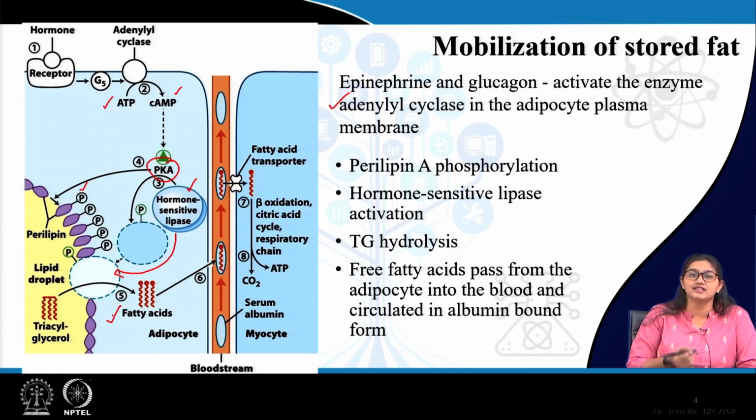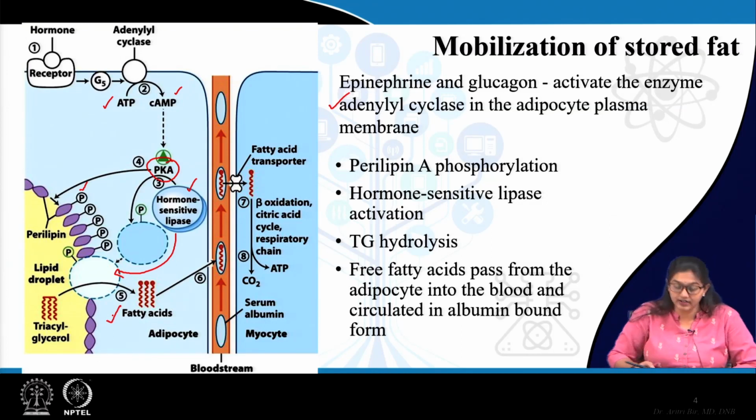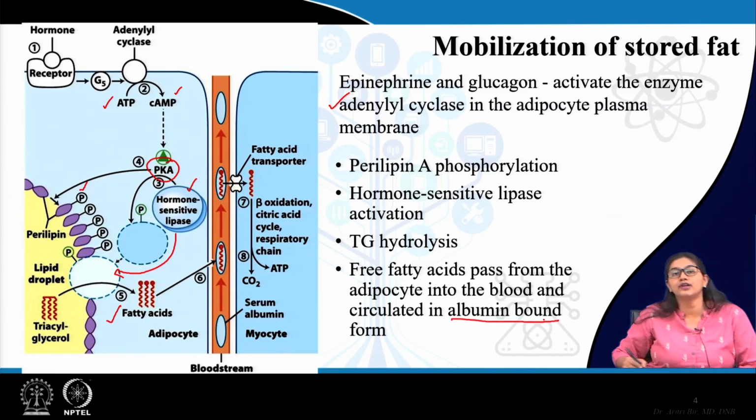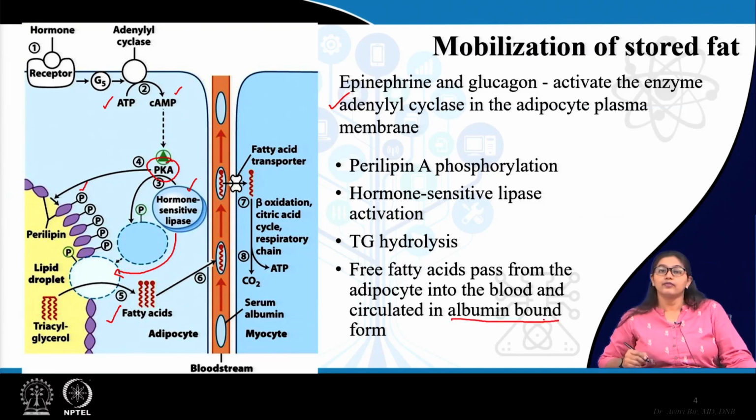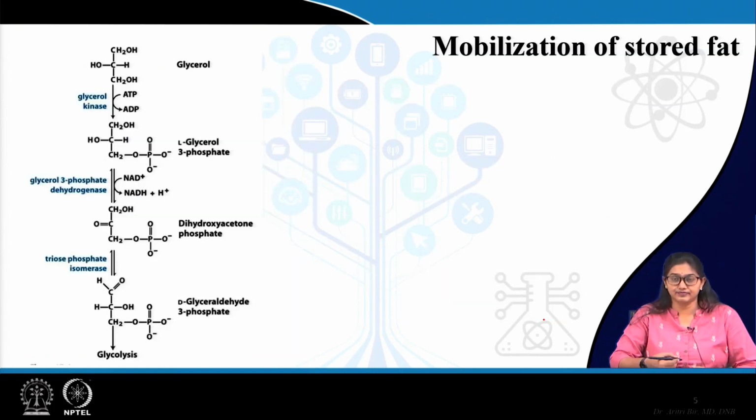These fatty acids from adipocytes enter the blood and are circulated in albumin bound form. So, remember, free fatty acid is circulated in the albumin bound form. Now, these fatty acids enter oxidation and produce energy.